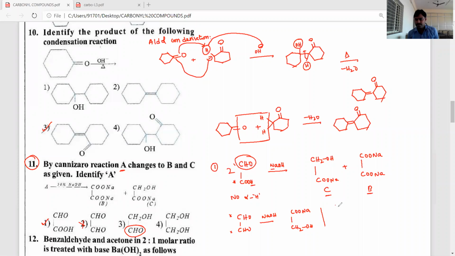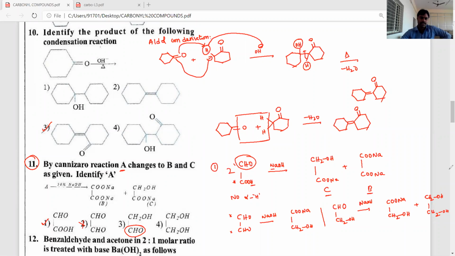Another one is CHO with CH2OH, which undergoes Cannizzaro reaction. The products are COONa with CH2OH; an alcohol group cannot oxidize. And another product is CH2OH with CH2OH. Okay, these are not B and C. So the correct reactant is CHO with COOH, which upon Cannizzaro reaction produces B and C. So the correct answer is the first option. It is a Cannizzaro reaction application.